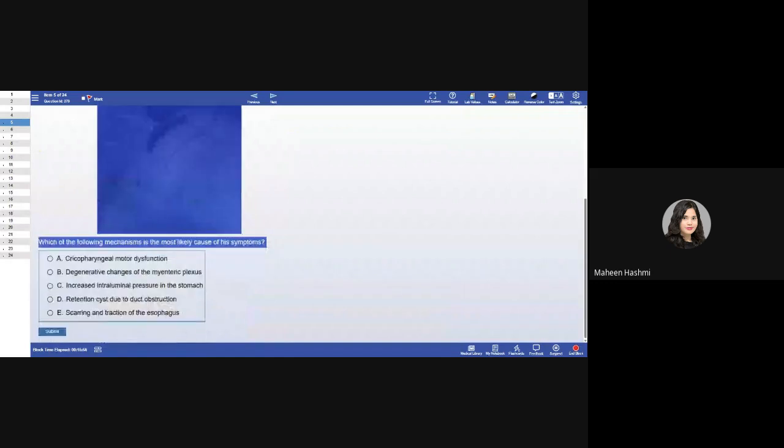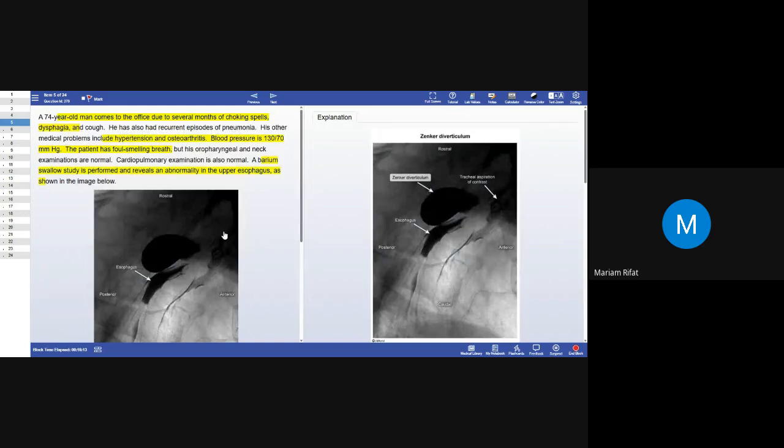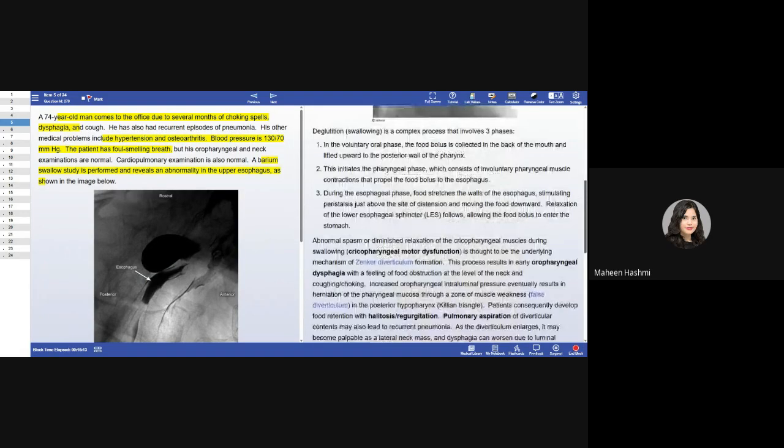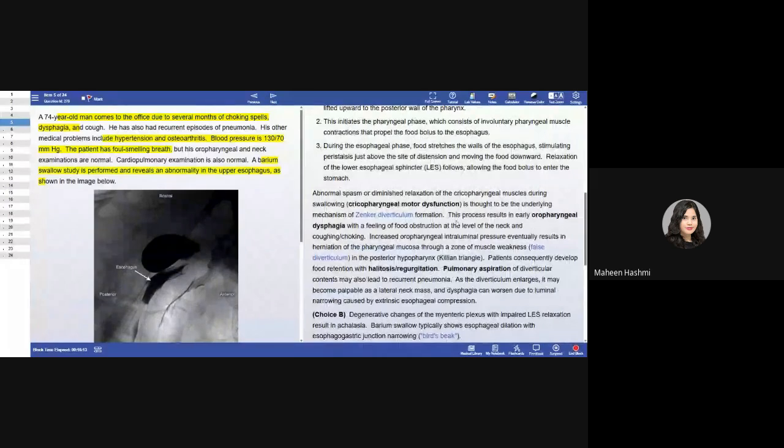So this was the thing that I gave you, and overall, they asked you this over here. Which of the following mechanisms is most likely the cause of the symptoms? What's happening? Cricopharyngeal motor dysfunction. Motor dysfunction of the cricopharyngeal muscle because of the weakness. Very good. See, I told you over here that they may ask you about this. So cricopharyngeal motor dysfunction is an underlying mechanism of Zenker's diverticulum. All of these things I told you.